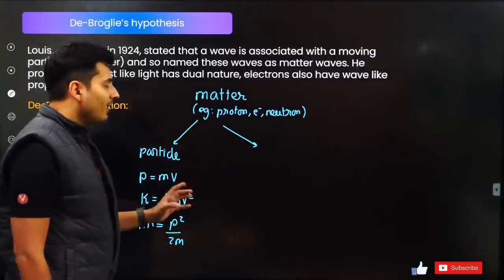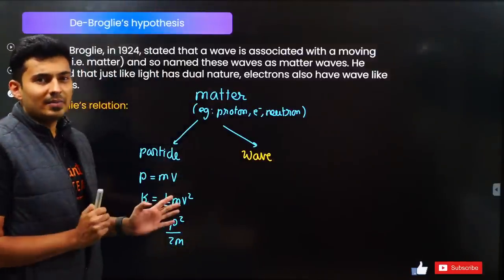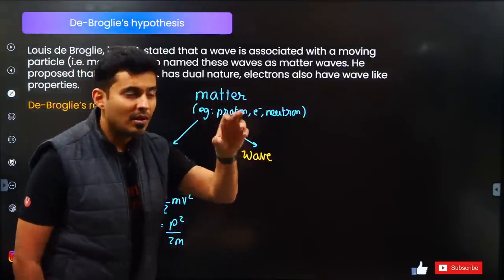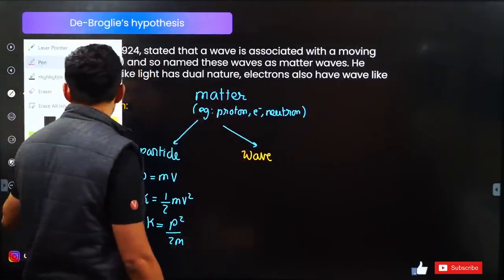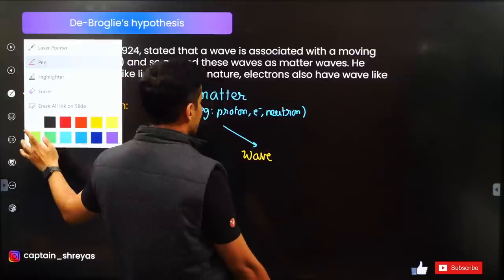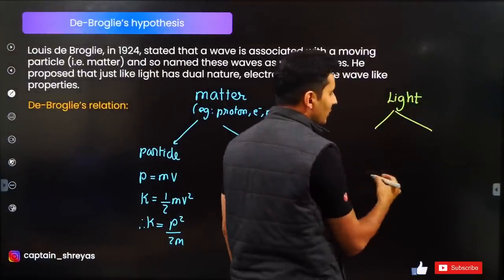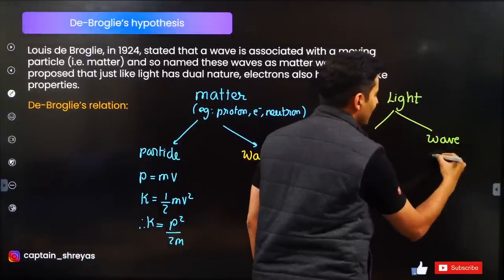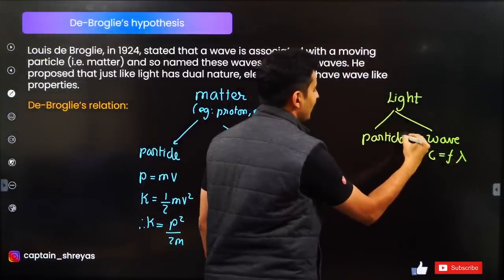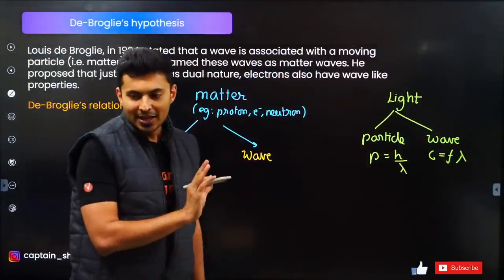He saw they also have wave-like behavior. So what is the formula for that wave-like behavior? Simple. Do you remember the formula for momentum of a light wave? In case you have forgotten, no issues, I'll show that to you. Let me put it in a different color, let's use green here. When we talk about light, it has two kinds of behavior. One is wave behavior, where c equals f lambda. And then it has particle behavior, where the momentum is h by lambda.